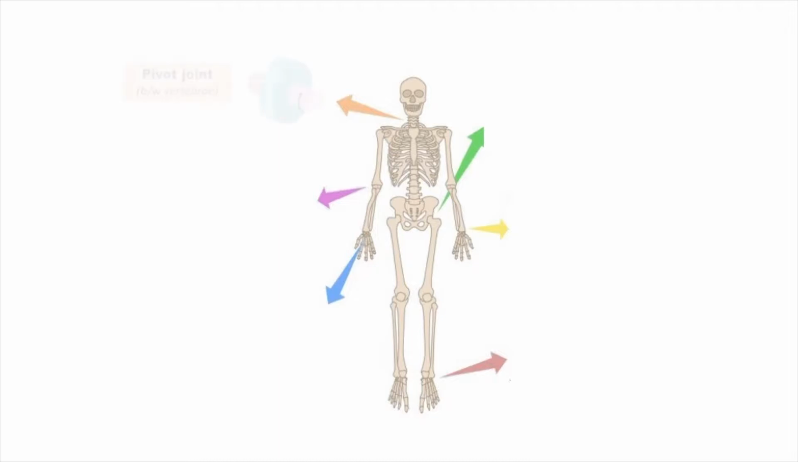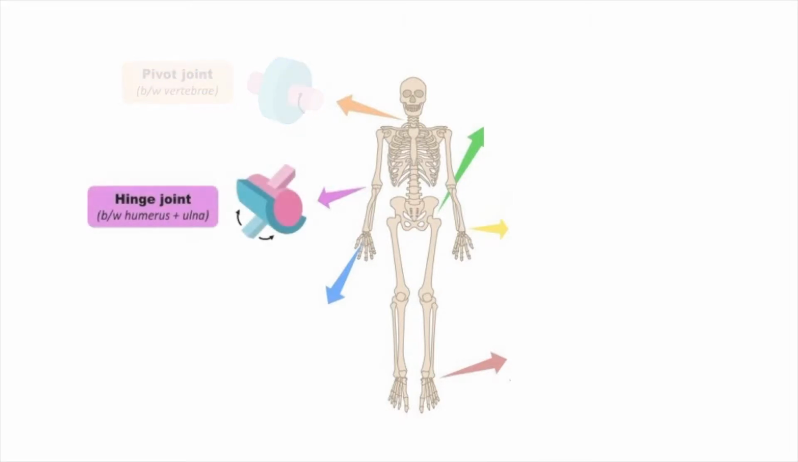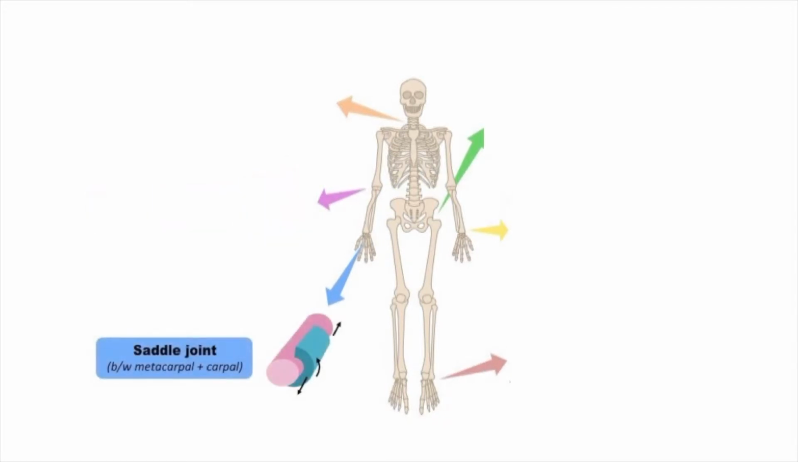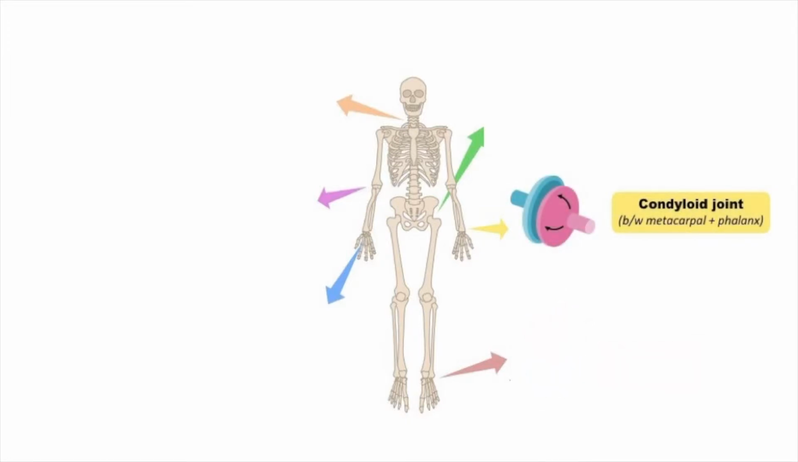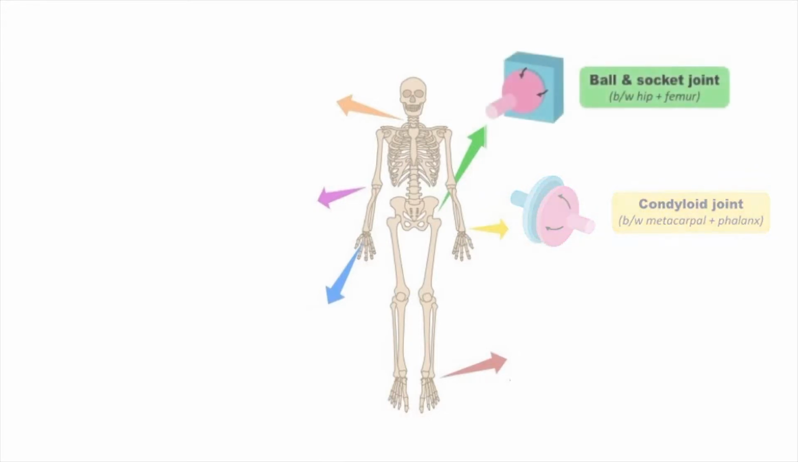Pivot joint. This type of joint is found in our neck and allows our head to rotate. Hinge joint. It's a common class of synovial joint that includes the ankle and elbow. Saddle joint. It's a synovial joint that provides stability and flexibility. Plane joint. It's formed between two bones that slide over each other. Condyloid permits movements in two planes. And finally, ball and socket joint.